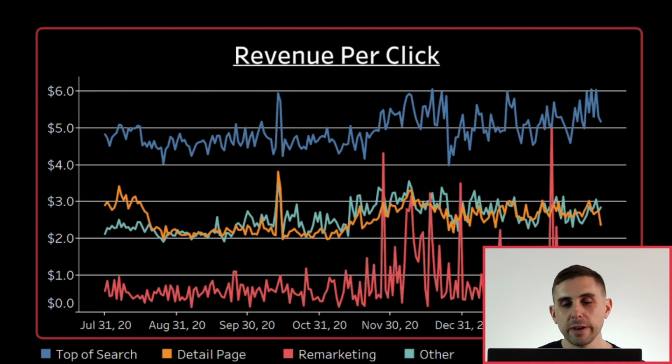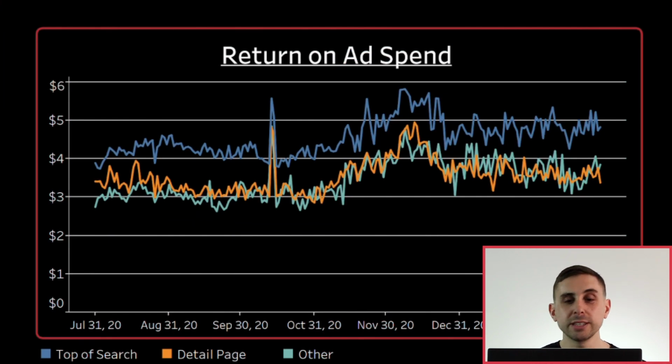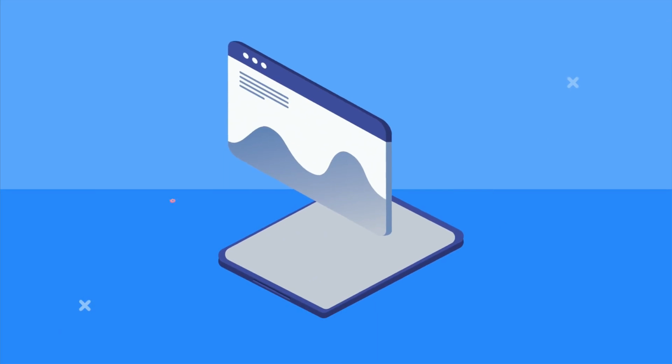So here's the amount of revenue generated per click. And you can see that the highest is top of search at nearly $5 of revenue generated every single time you get a click. And the lowest is remarketing at less than $1 revenue generated per click. And then finally, we have ROAS, which as you can see is much higher in top of search as compared to the other placements.